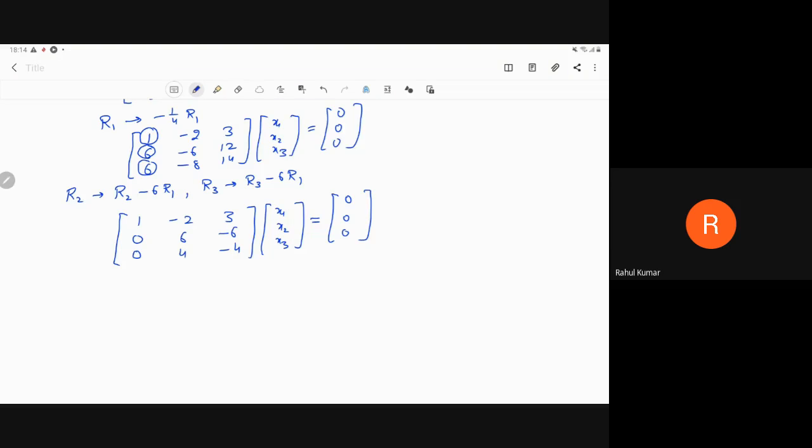Now make 1 here, because making 1 here is not creating any fraction. So which operation? R2 is replaced by 1 by 6 R2. Right. Again 1 minus 2, 3, 0, 1, 1, 0, 4 minus 4. All right.